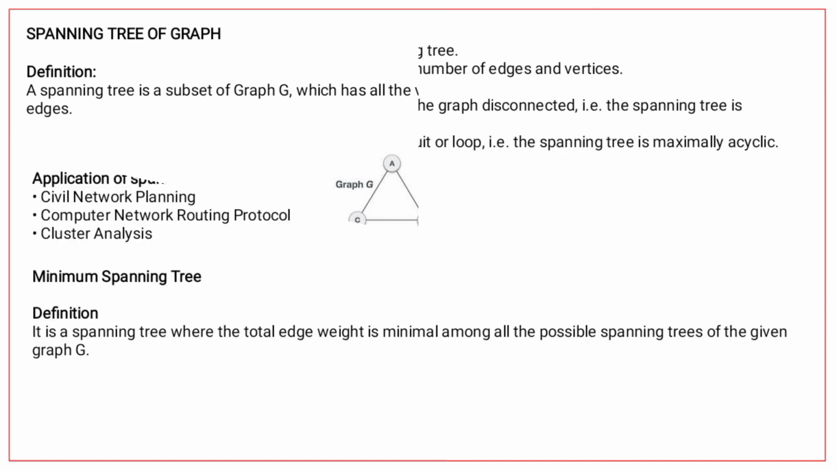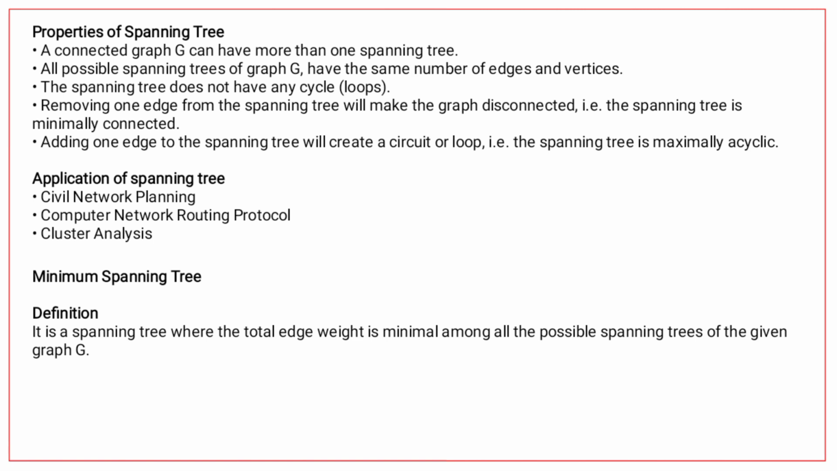Now next, what are the properties of spanning tree? First property, a connected graph can have more than one spanning tree. Second property, all possible spanning trees of graph have the same number of edges and vertices. Third property, the spanning tree does not have any cycle, that is loop.